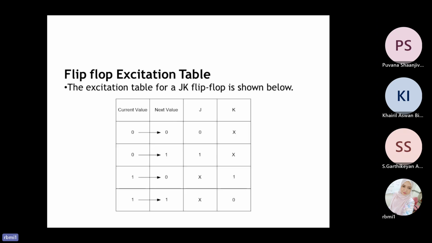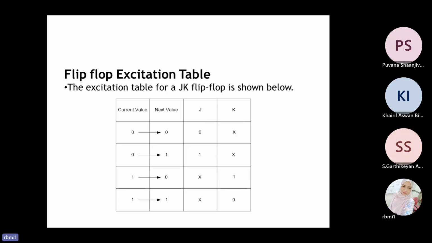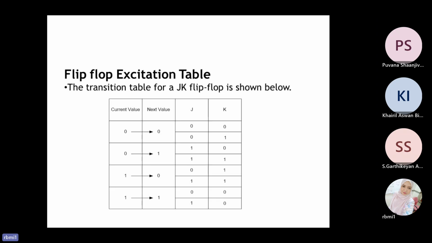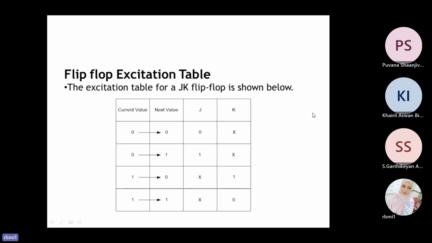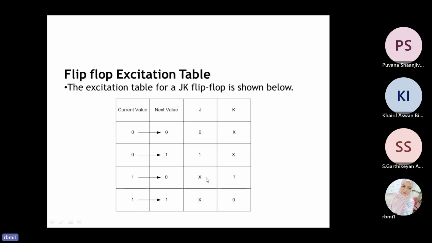Okay, next one, this is the transition table for the JK flip-flop, and this is the excitation table. How to get the excitation table? Here. We get X because there is a difference here. And here will be X, and here will be X, and here. Right? X, and X here. Why? Because it changed from 0 to 1. It is either 0 or 1 for the condition here. Alright.